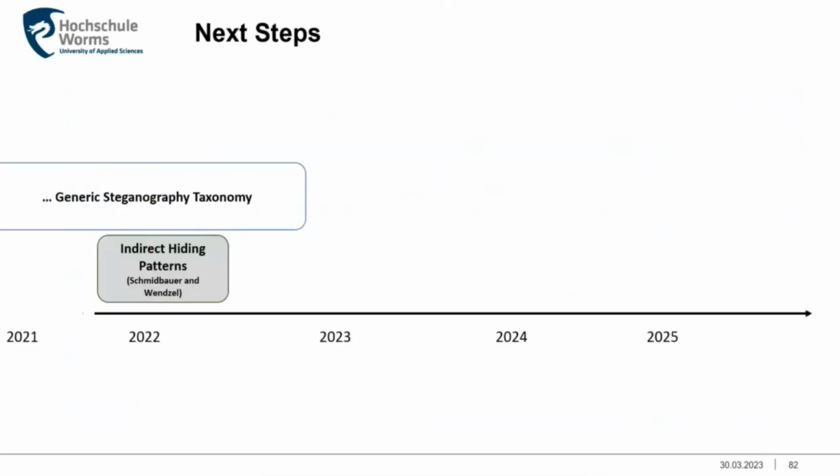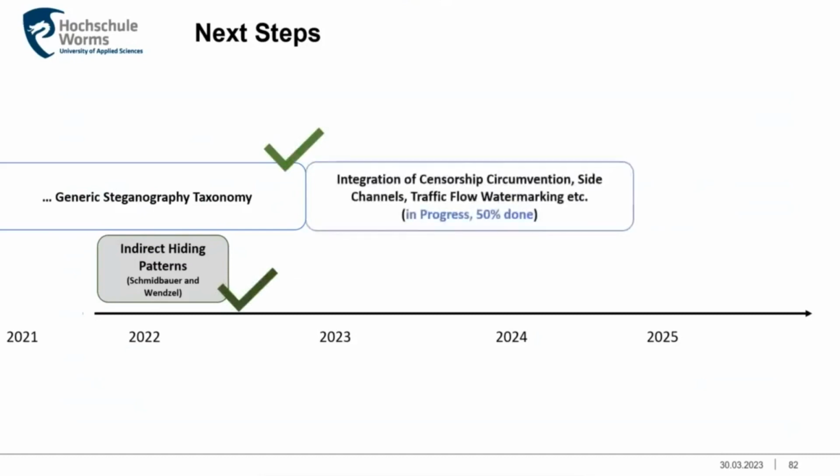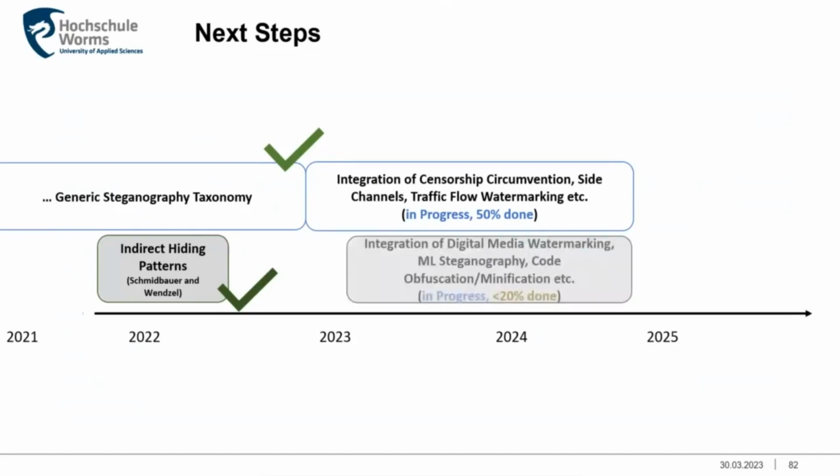What are the next steps? So we more or less finished the generic taxonomy, and we had the indirect hiding patterns last year. This is done. Then we want to fully integrate censorship circumvention, side channels, traffic flow watermarking. A good fraction of this is done. There's just a follow-up paper that shows that the patterns that I've shown you can be used there as well.